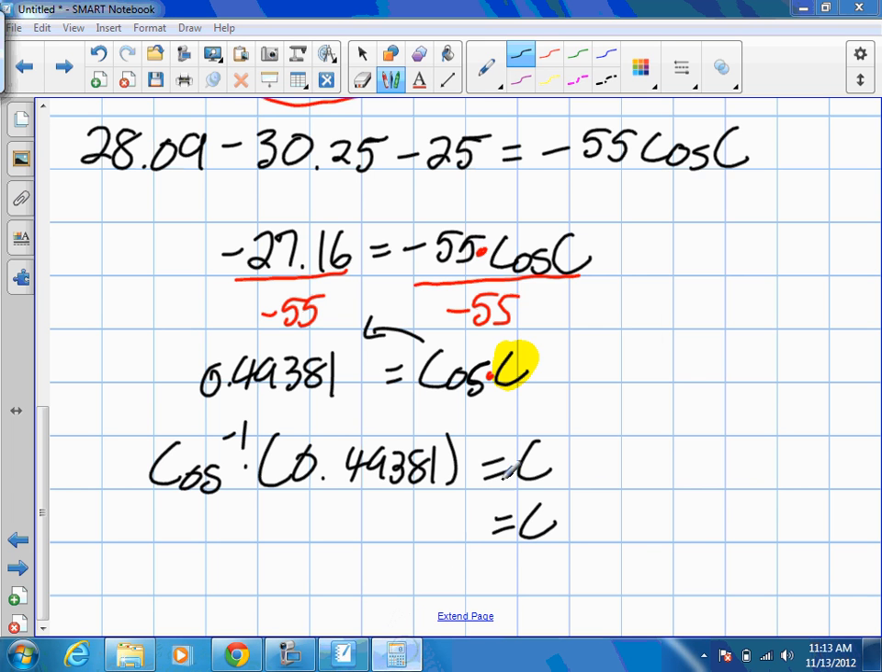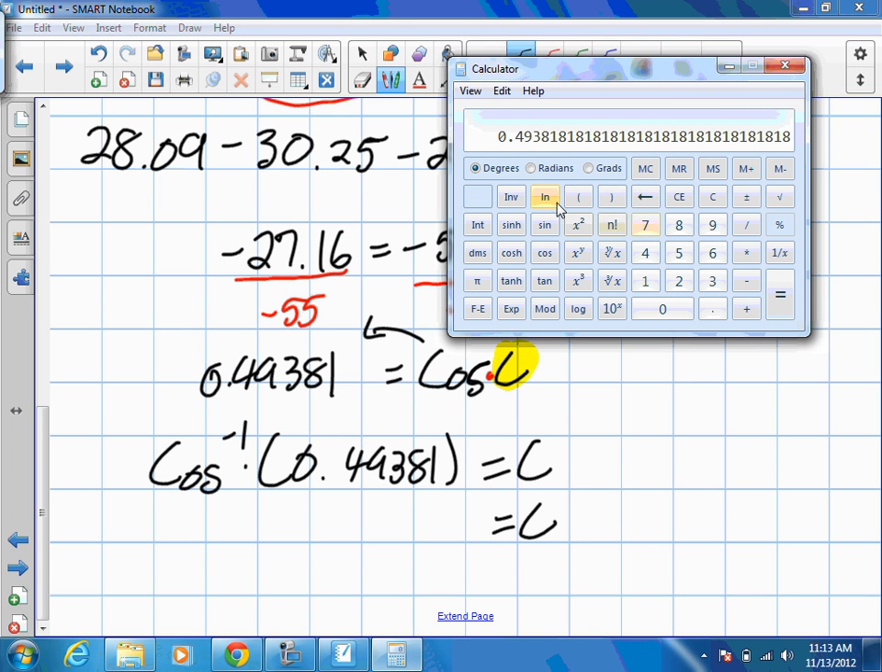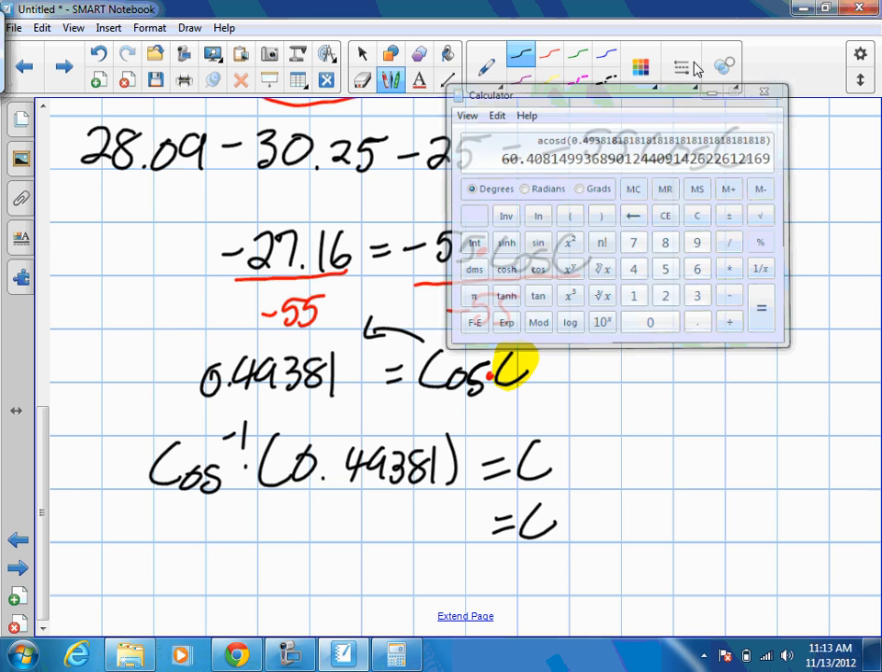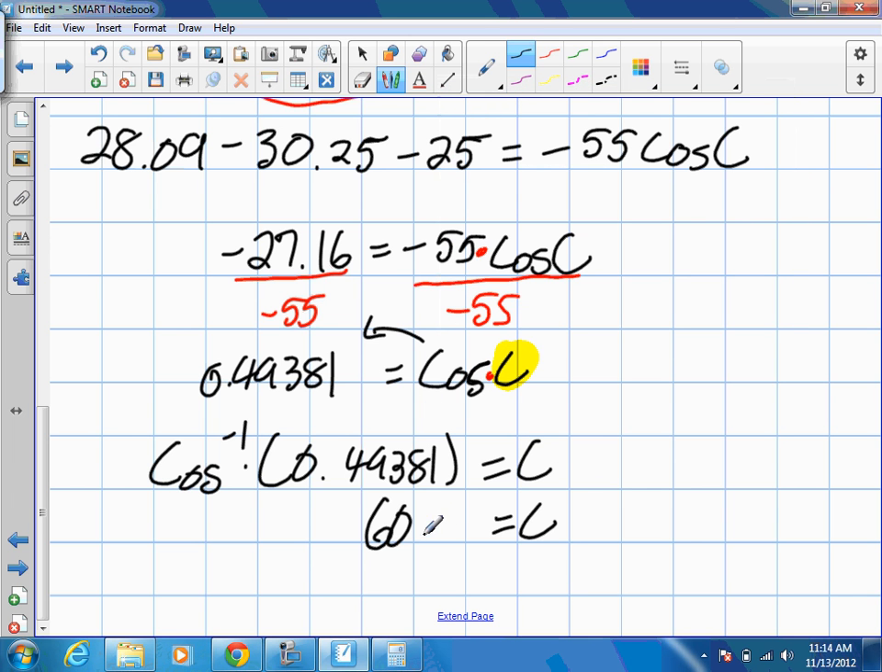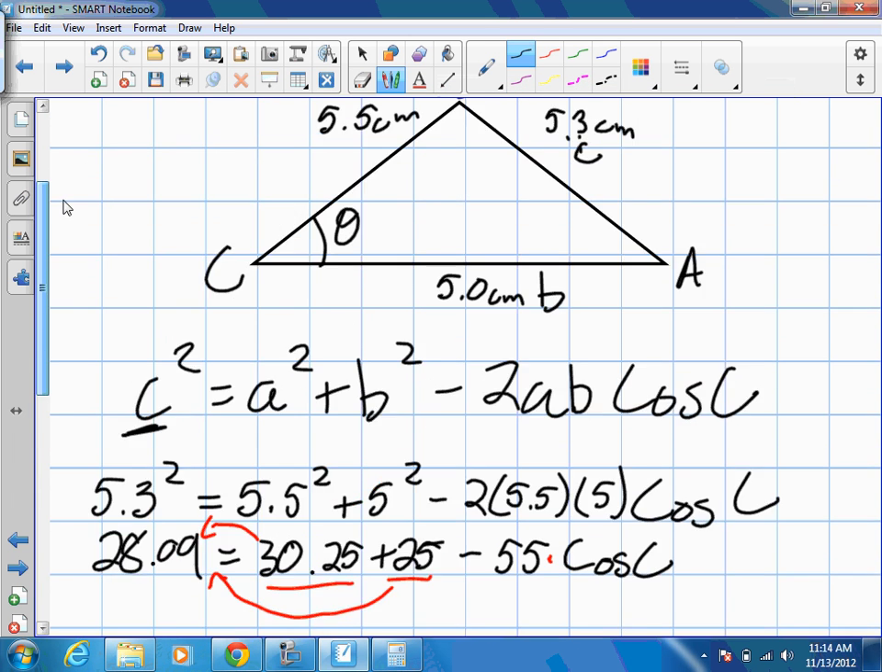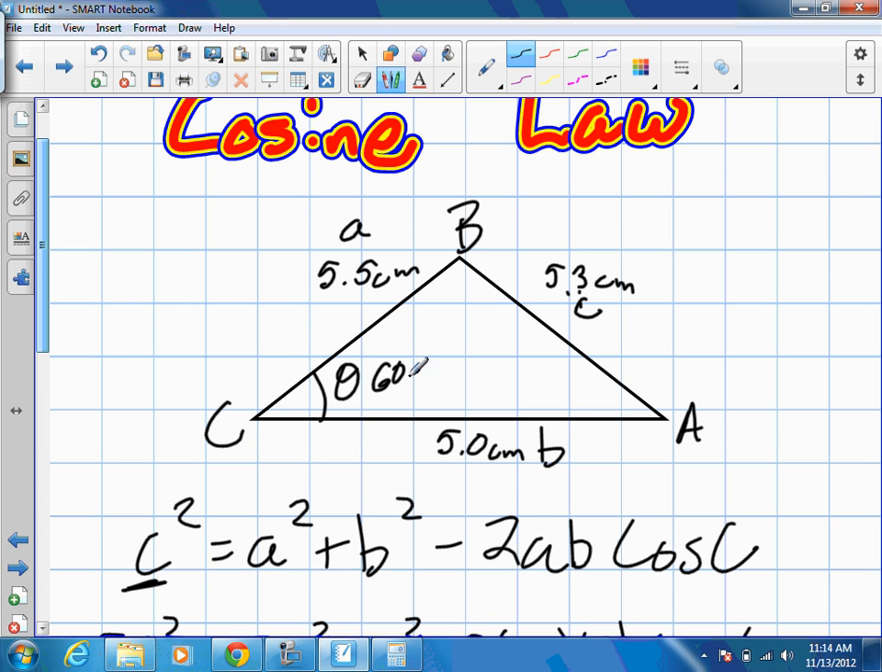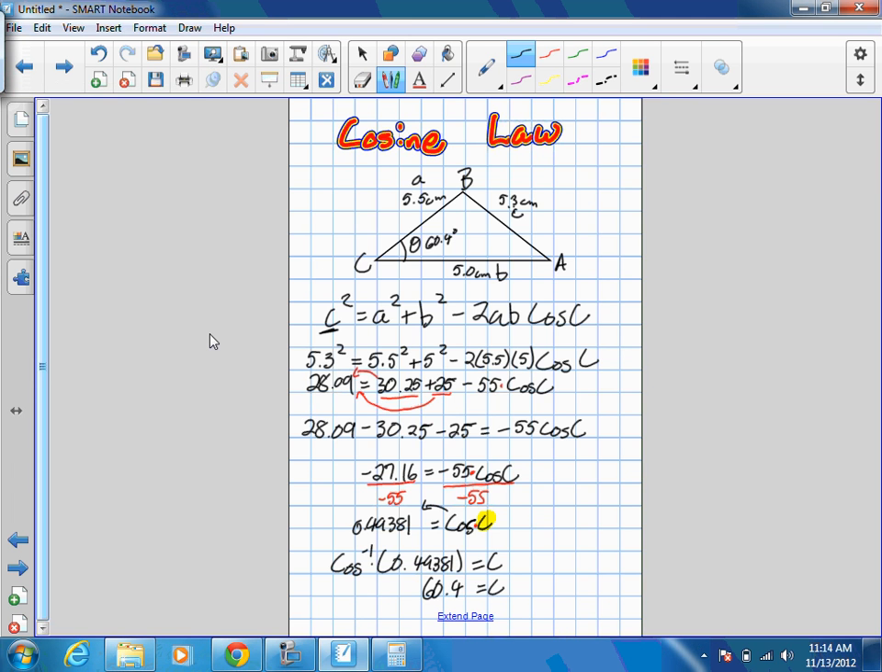Okay, so we have to make sure we get our inverse in there. So we'll put this number in. Do I have a second function in here? Where? Oh, good for you guys. Excellent. Okay, so here's our cos inverse of that number, 60.4. So our angle is 60.4 degrees. Great. That's all of the steps. So you only need to remember one formula. You just have to know how to manipulate it properly for these questions. Okay?